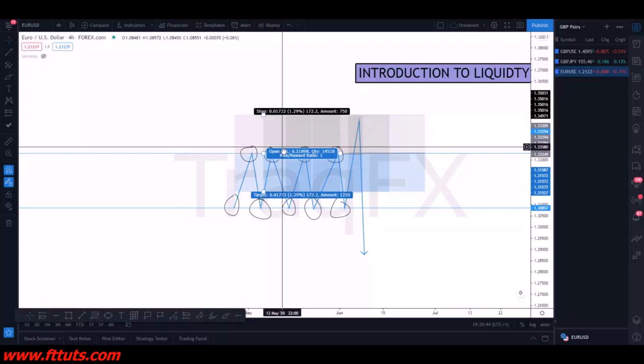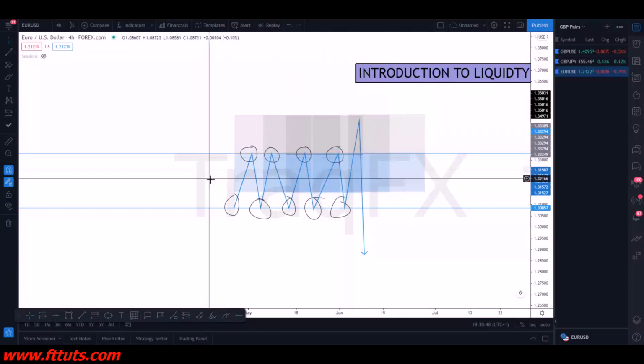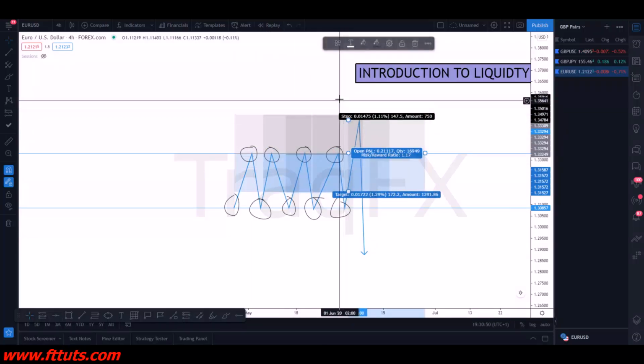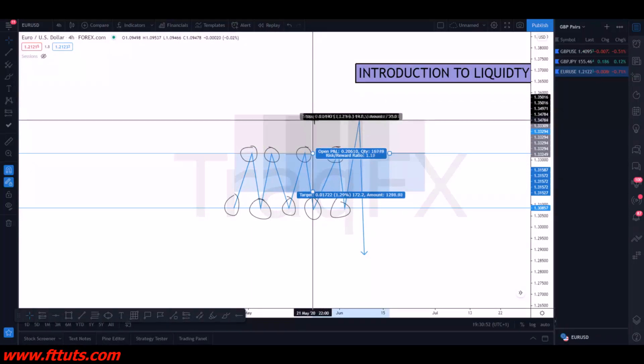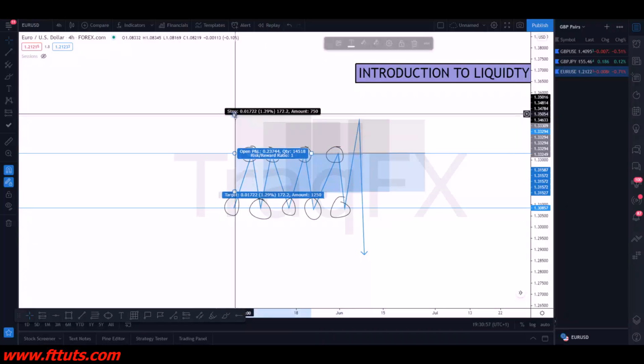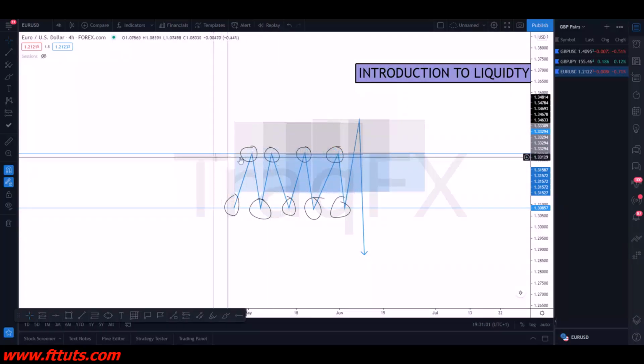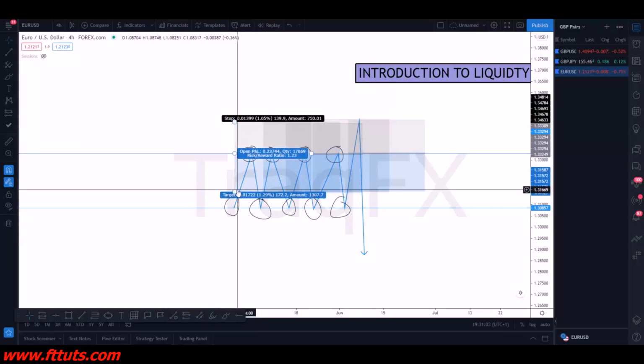Over here we have this level of resistance, and it's been tested multiple times. Retail traders think that the more times it gets tested, the better it becomes, right? But as smart money traders, we're not looking to buy at support, sell at resistance. We're looking to buy when retail traders are getting stopped out, and sell when retail traders are getting stopped out. So for example, everyone sells here, they put their stop loss above.